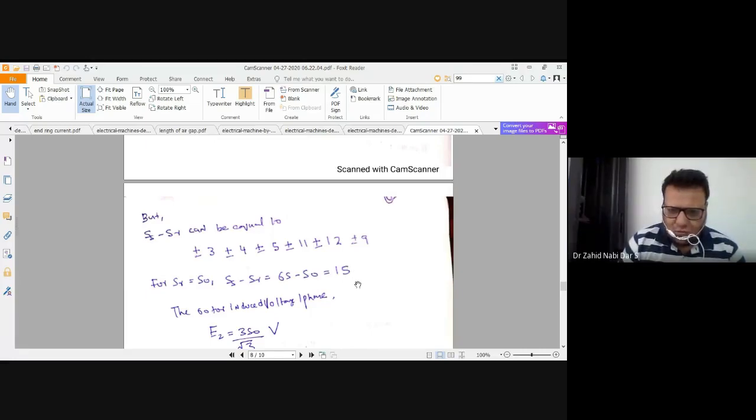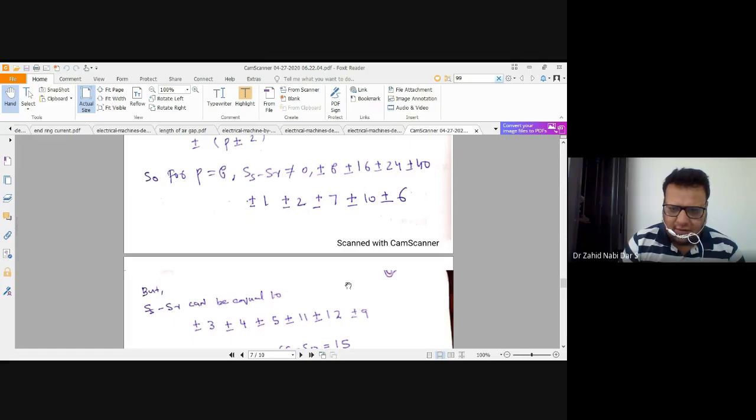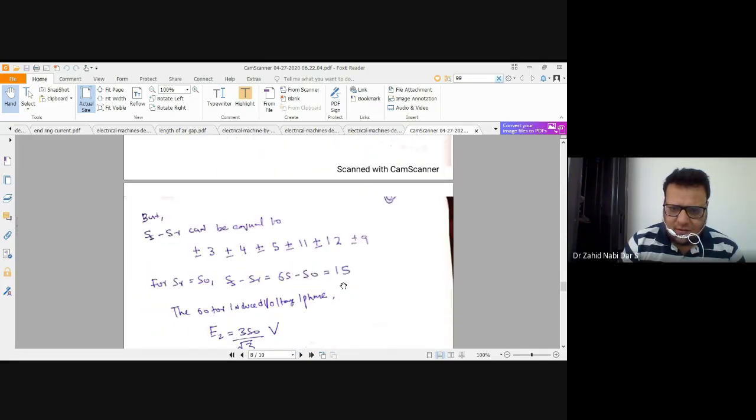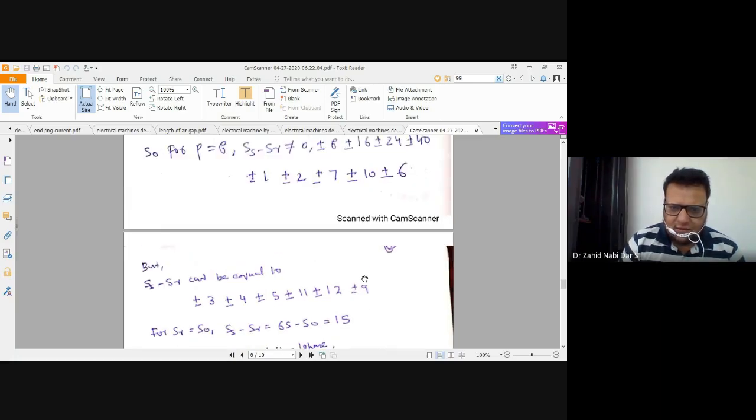Now if you are getting this value, SR minus SS 15, or you can also take SR is equal to 48. Let's suppose SR is equal to 48. So you'll get 65 minus 48, you will get 17. So can you take the value 17? Yes, you can take the value of 17. So this means your rotor slots can be 48, because you are getting these values which will eliminate the harmonics.